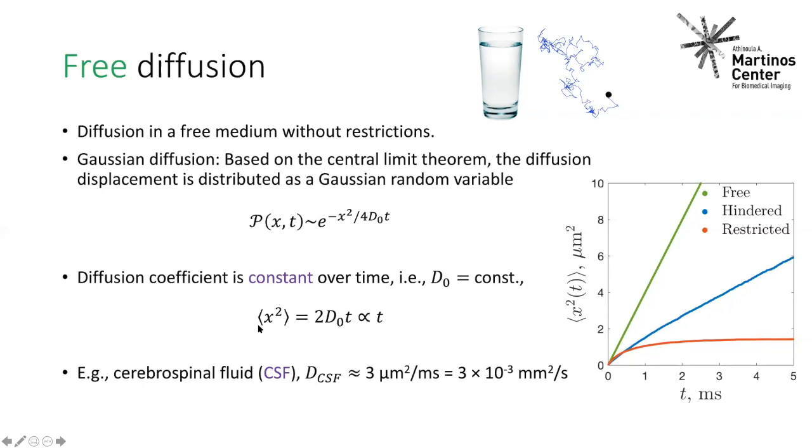In other words, the mean square displacement is proportional to time, as shown in the right figure. This green line shows that the mean square displacement is linearly proportional to time for free diffusion. An example is the cerebrospinal fluid, CSF, in the human brain. At body temperature, the diffusivity of CSF is about 3 micrometers squared per millisecond. Another commonly used unit is millimeters squared per second, where we have an additional factor of 10 to the -3.